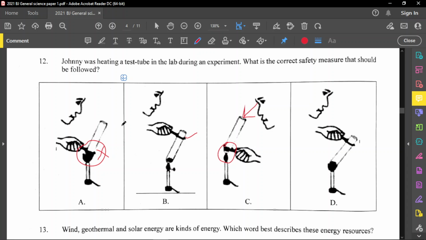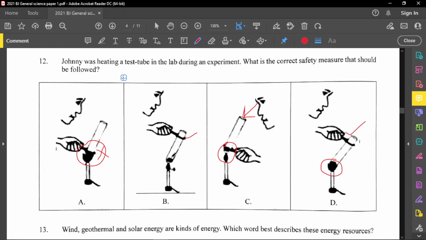Like what Johnny was doing in B, hold the test tube away from himself, that is perfect. Look at D. D is holding the test tube up to the top, which is awesome, but let's see if there's any variation here. Yes, at the bottom, notice he pushed the test tube almost onto the top of the Bunsen burner. And that's why the flame is spread out like that.